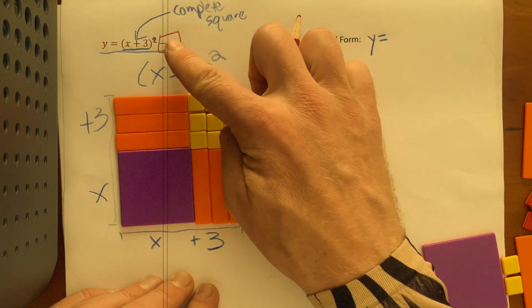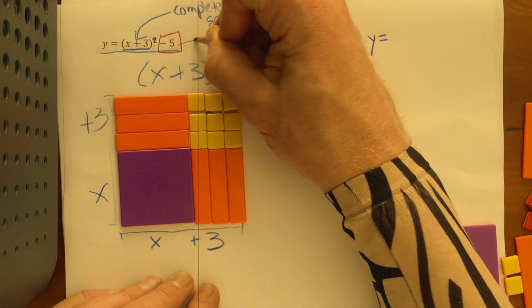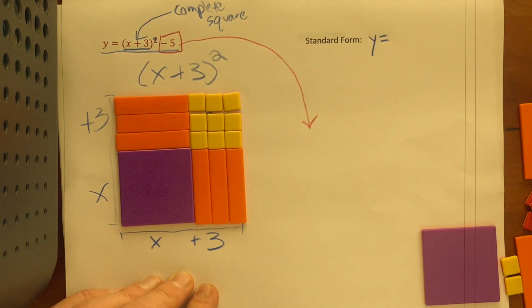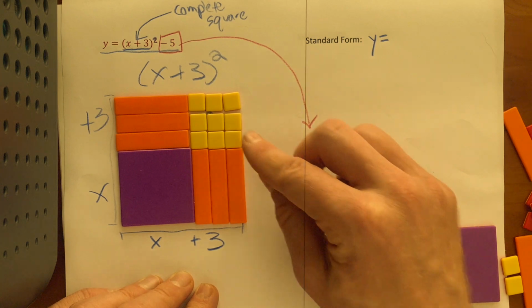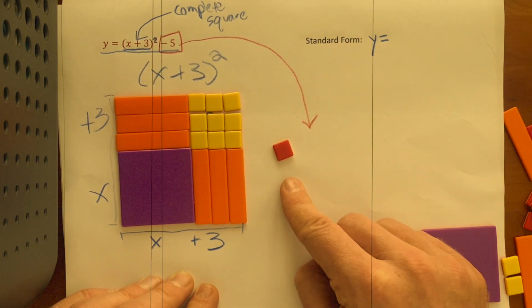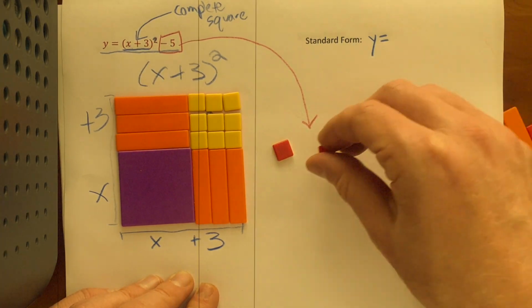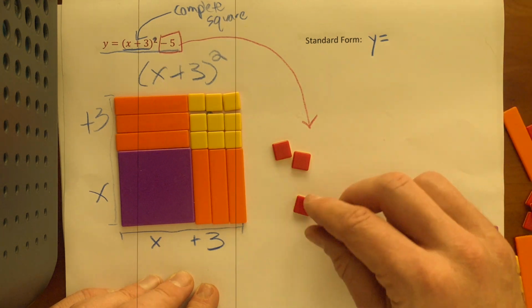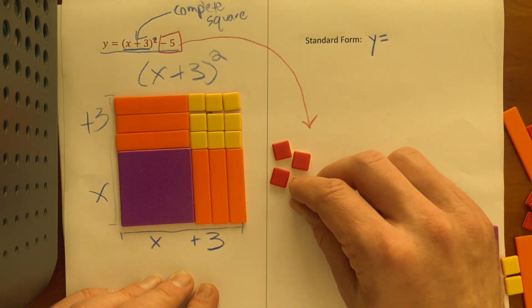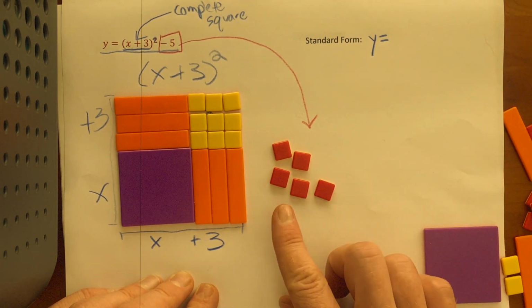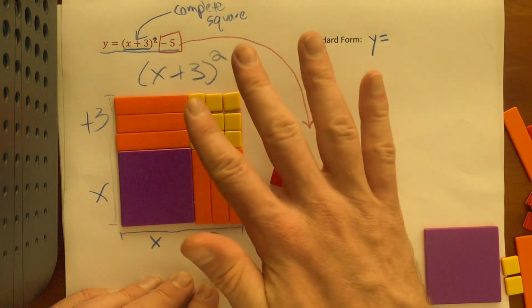But we also have this minus 5 outside in our vertex form. For these, we can simply leave minus 5 ones on the outside. Remember, with ones, negatives are red, and positives are colorful.